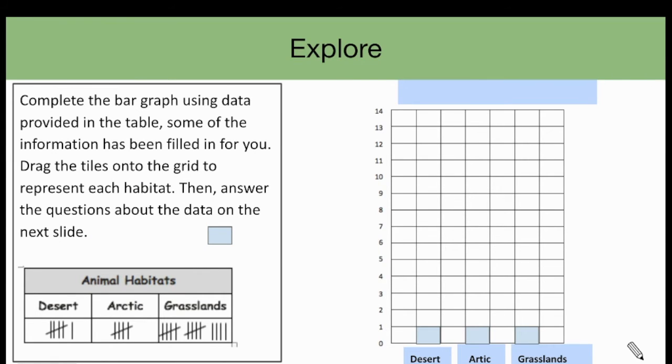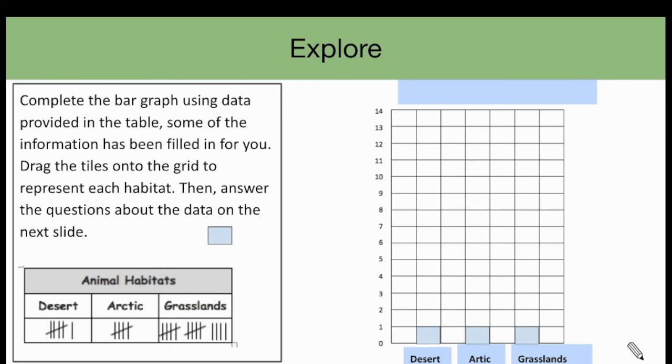The last type of graph that you will learn about in today's lesson is a bar graph. Let's read the instructions. Complete the bar graph using data provided in the table. Some of the information has been filled in for you. Drag the tiles onto the grid to represent each habitat. Then answer the questions about the data on the next slide.